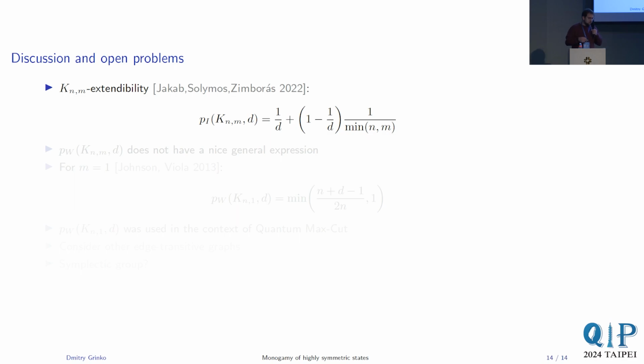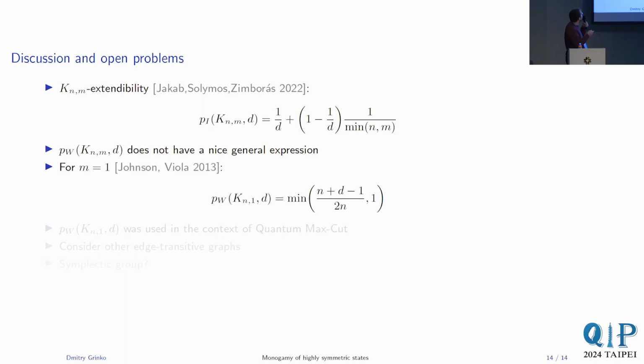Let me quickly discuss some other results. There exists a very nice work from the previous year on extendability of the complete bipartite graphs. And in that work, they managed to obtain the formula for isotropic state cases. It looked rather simple. Unfortunately, the formula for Werner state does not have a nice general expression. So it's basically an open problem to find a nice expression here.